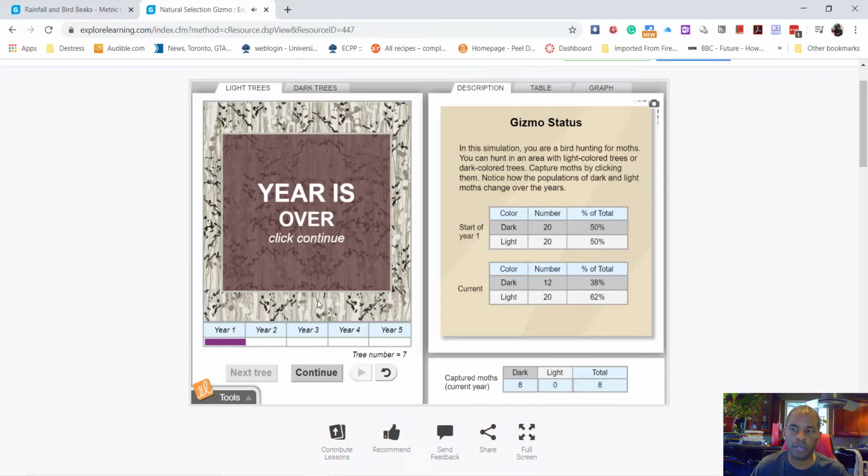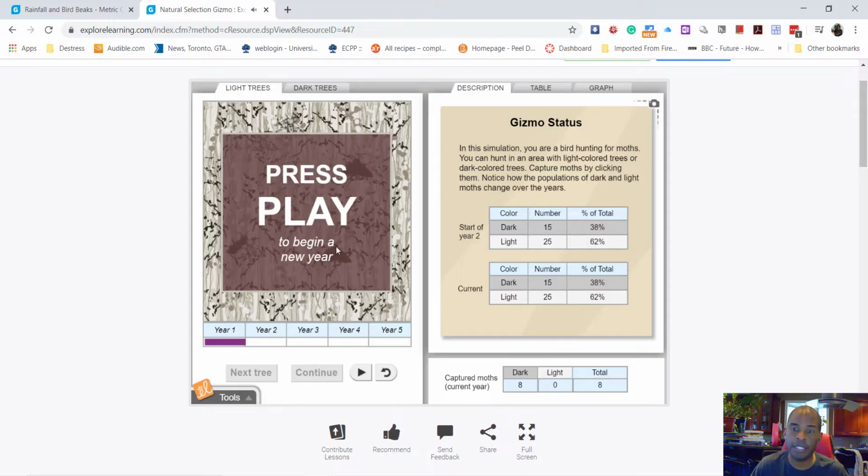Now the year is over. It's counted how many moths I captured in the first year and put it into this table. I click continue and I go to the next year. I'll do one more year.